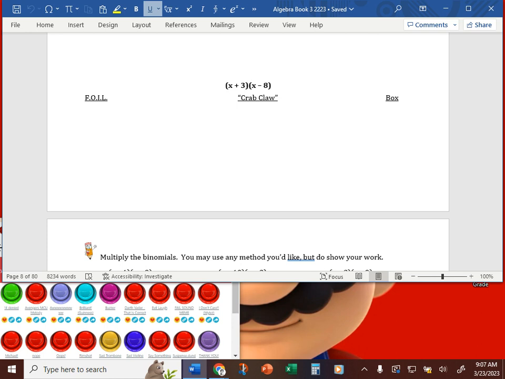Maddie, for FOIL and this next equation, your first thing I think is x times x. Correct. Would that be x squared, or would that be just x? X squared. X times x would be x squared.